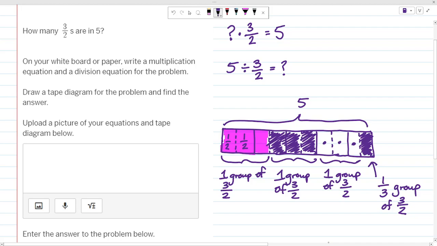And then the answer to the question, how many 3 halves are in 5? How many do you see? We see 1, 2, 3, and then 1/3 of a group. So the answer to this question is 3 and 1/3.